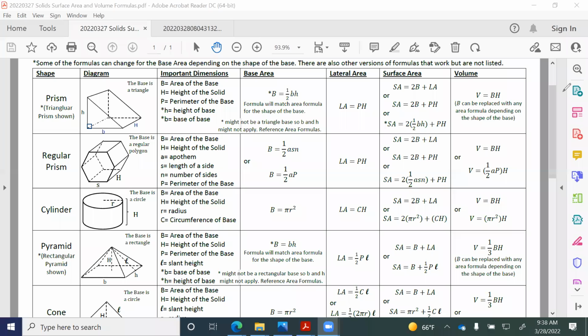All right, so let's go ahead and start talking about this. First, the paper that you have in front of you that looks like this chart. This is a chart of all the formulas that we're going to be using for the next 2 weeks.